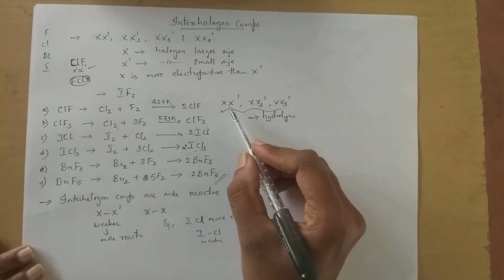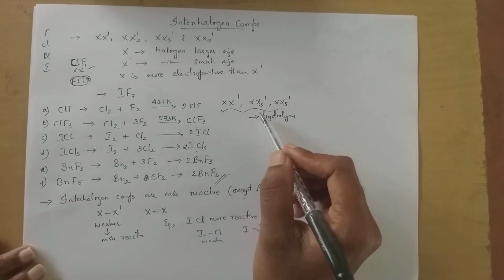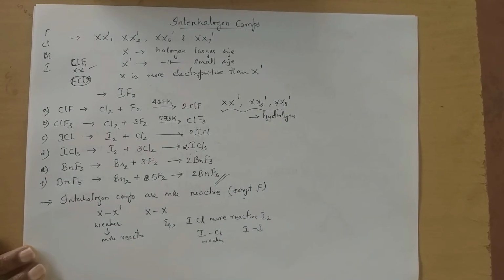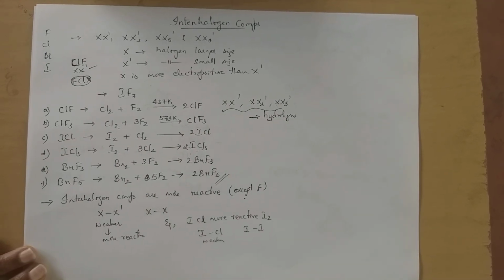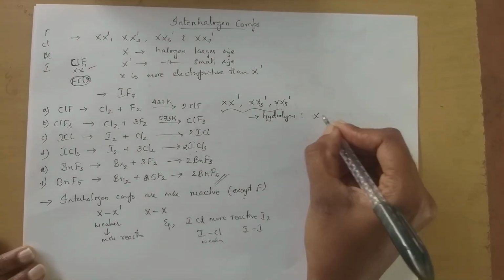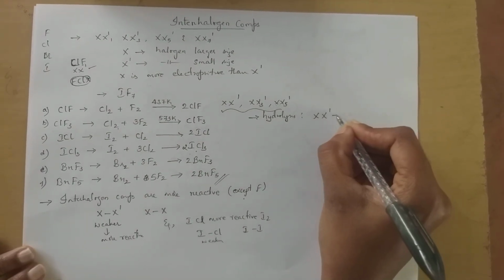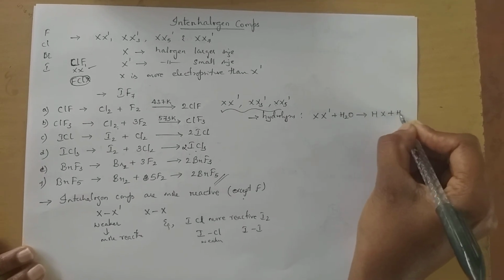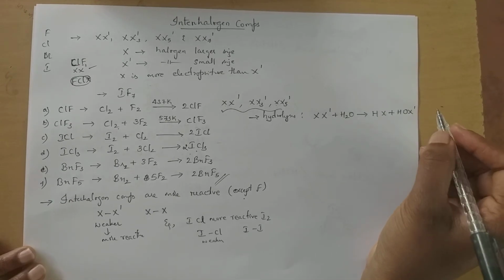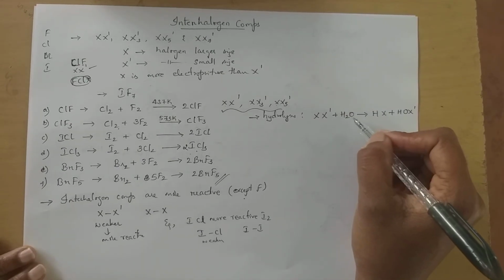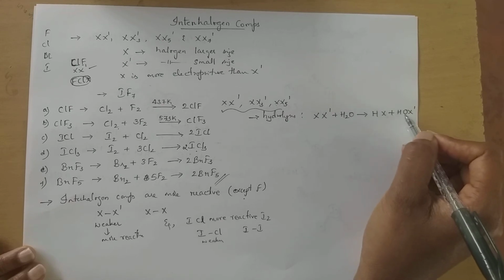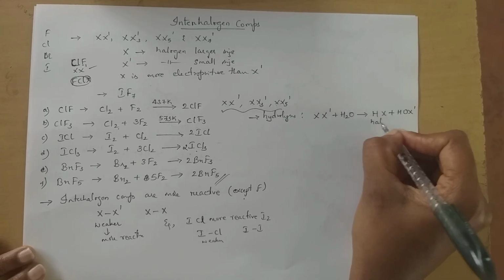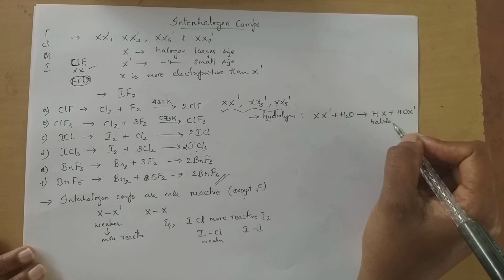hydrolysis, particularly these undergo hydrolysis to form respective ions. Okay? I mean respective anions we are going to get. That is the general reaction, that is XX' plus water, it will give rise to HX plus HOX'. Okay? So it will form a halide. Okay? So halide ion formation happens. Clear?